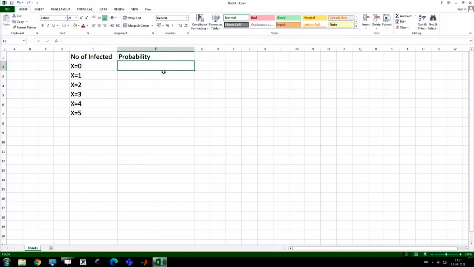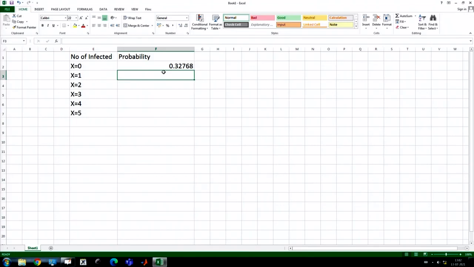So what do you use? You have already learned binomial distribution, you know how it is to be used, and you use it to write down the probabilities. Now the first term: n is 5 here, x is 0, so 5C0, which is equal to 1, into 0.2 power 0, which is equal to 1, and then 0.8 power 5. So that is the probability of no doctor getting infected, which is 0.32.